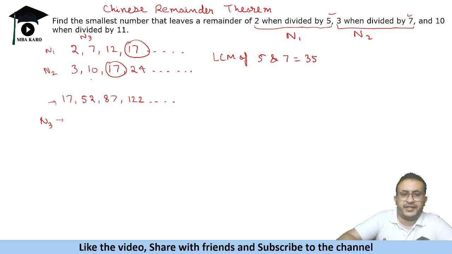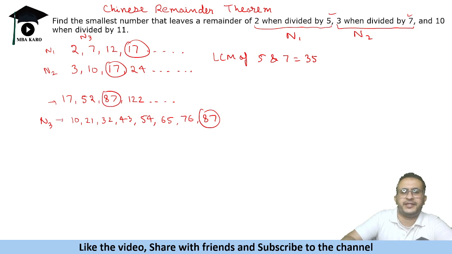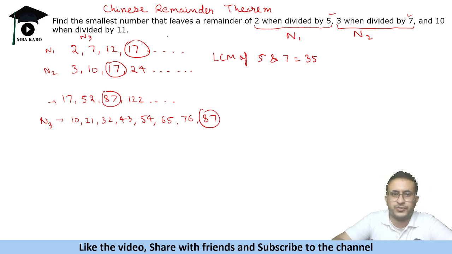So 10 when divided by 11. So the remainder should be 10 when divided by 11: 10, 21, 32, 43, 54, okay, 65, 76, 87. This is the common number that we get. Okay, so the answer is 87.